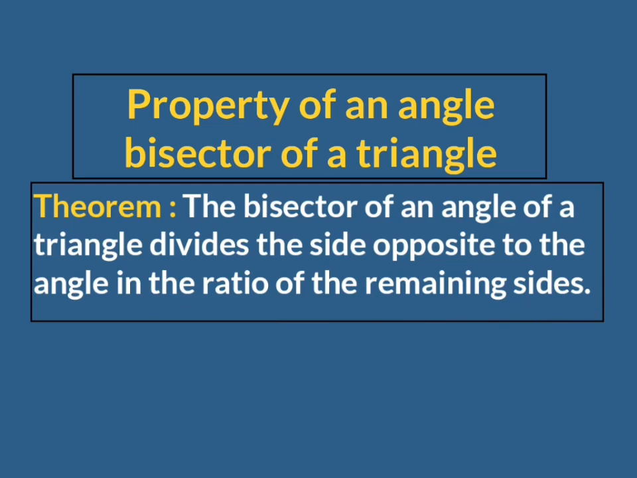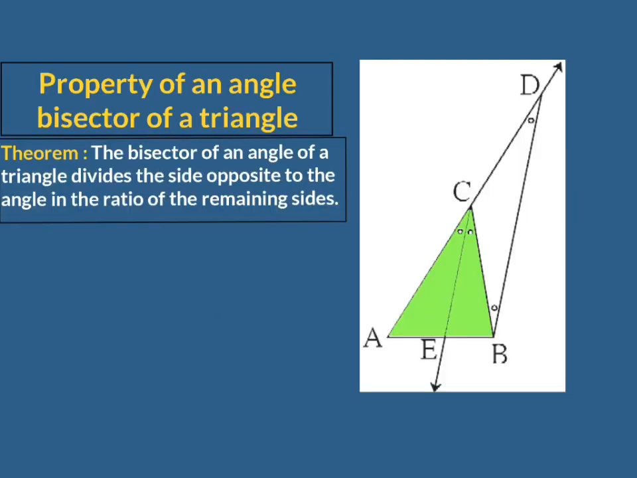The first step to prove any theorem is to draw a proper diagram. Here we are to draw one triangle and the bisector of any one angle of that triangle. This green color triangle is our required triangle. Now in triangle ABC, ray CE is the bisector of angle ACB.